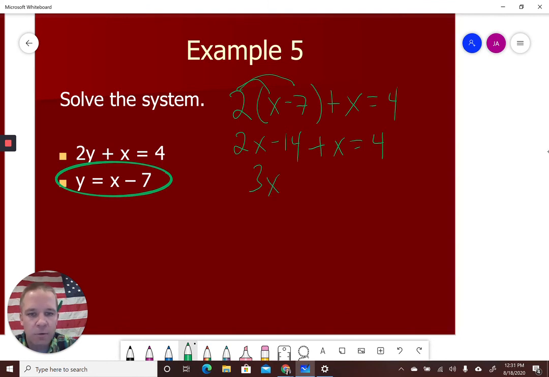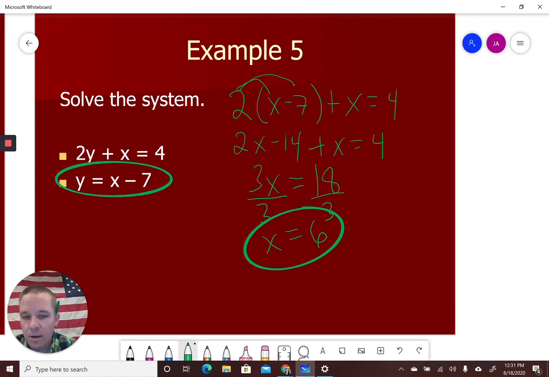I'm going to add the 14 over to save a little bit of time. If I add 14, I get 18. And then if I divide by 3, I get x equals 6. Halfway done. Let's substitute the 6 in. I've already got it ready to go over here.